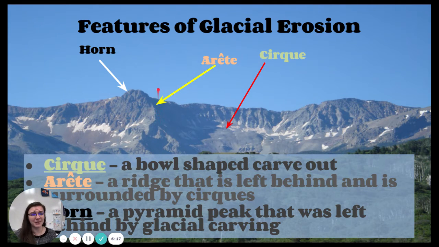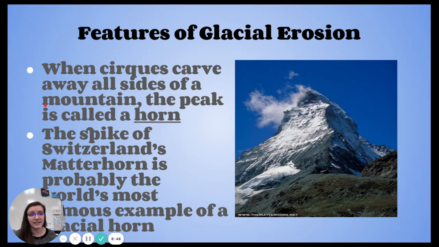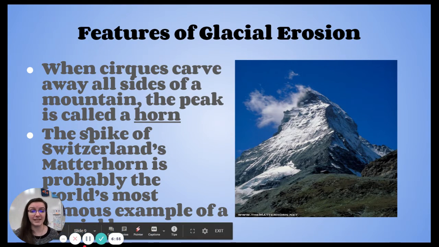Then we have, I know I'm going to pronounce this word wrong because I've never fully understood how to read this accent, but what I say is an arête. This is a ridge that is left behind. So you can think of it like a line of mountains, all one, a ridge that is surrounded by cirques, these carve-outs. And then you've got a horn, which is a pyramid peak that is left behind by everything else. It is a spot where cirques have carved away all of the sides of the mountain, and you are left with this peak just standing out on its own. Matterhorn in Switzerland is probably the most well-known or best example of one of these glacial horns.